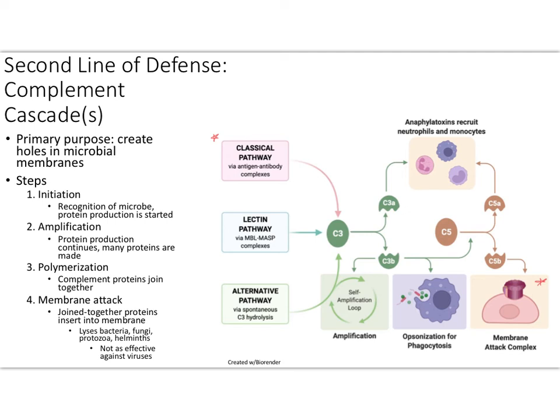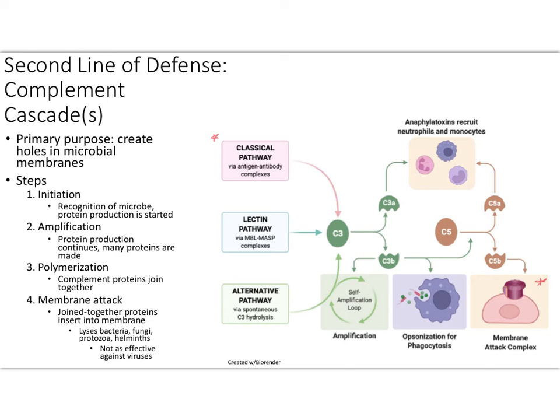So you know these other things exist. You're free to read more about those or ask me questions about those if you want to. But really what you're going to need to know for exams and stuff are the information about the classical pathway and the membrane attack complex. So the complement cascade, at least in this sense for the classical pathway and the MAC, or membrane attack complex, the purpose of that is to help create holes in microbial membranes.